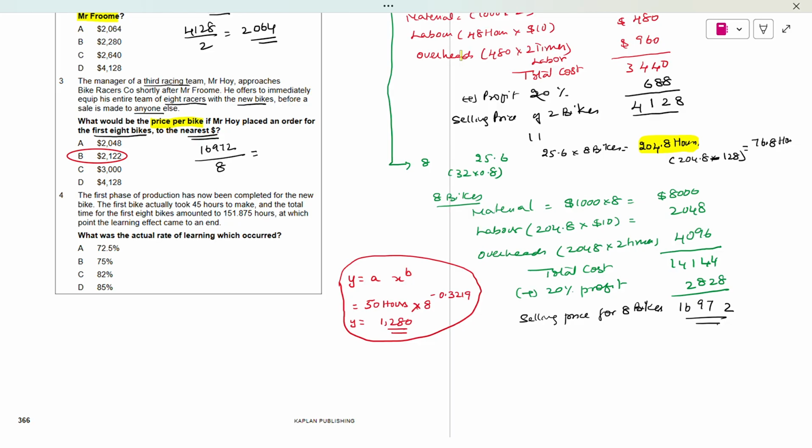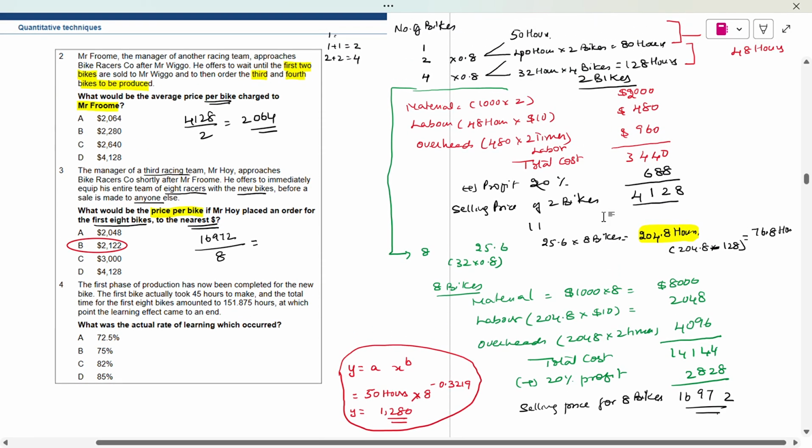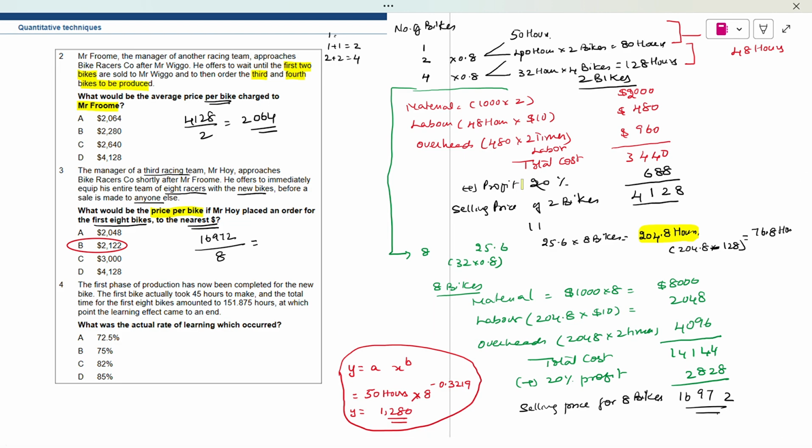We are looking for the cost. We use the cumulative time to get the hours needed for the 8 bikes. Imagine we don't have all of these calculations, like we haven't calculated the first bike, the second, the third and fourth. Straight away, the question told us 8 bikes. What is the price per bike? 1280. I will come to this.